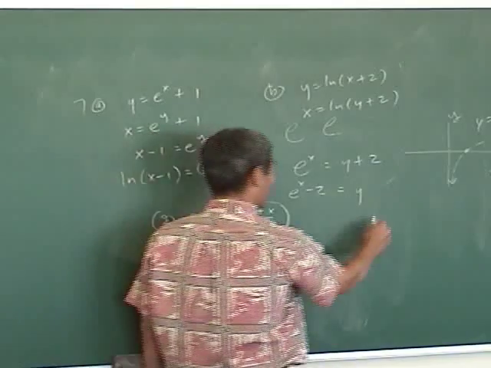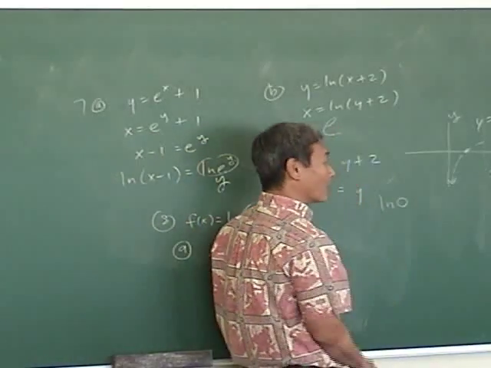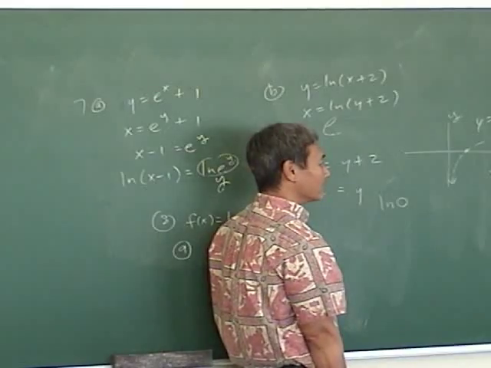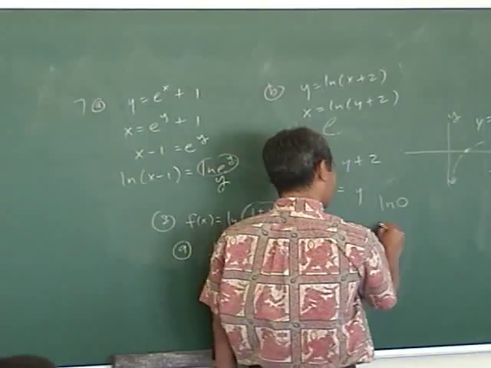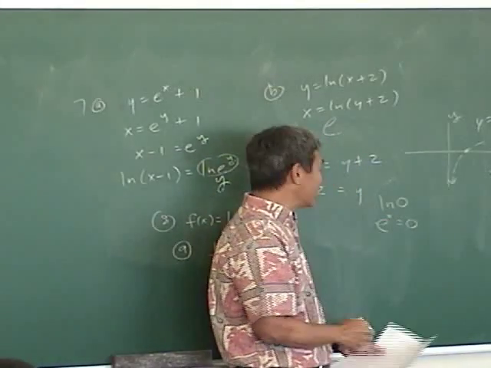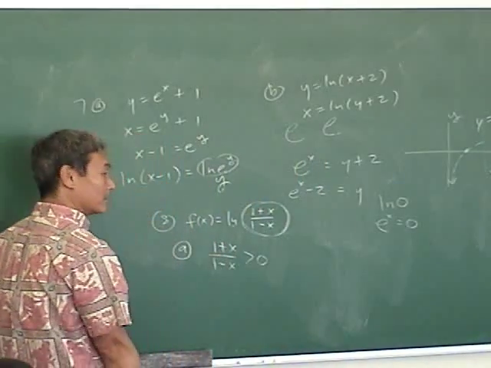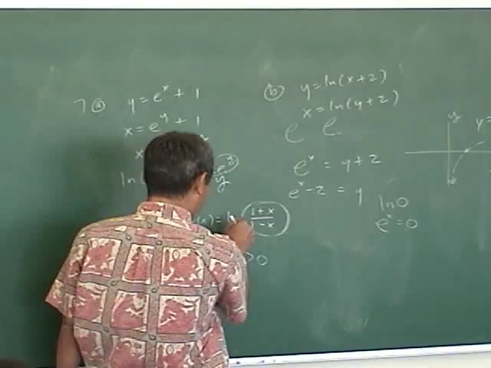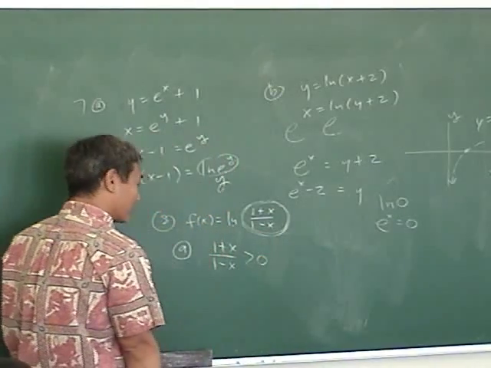Think about it. Natural log 0, what number is that? e to the what power equals 0? If you can give me an answer, I'll give you all the candy in my desk. e to the what power equals 0? 0? No, e to the 0 is 1. There is no number. It's undefined. That's why whenever you have a logarithm, the argument has to be greater than 0. You solve this inequality and that will be your domain.